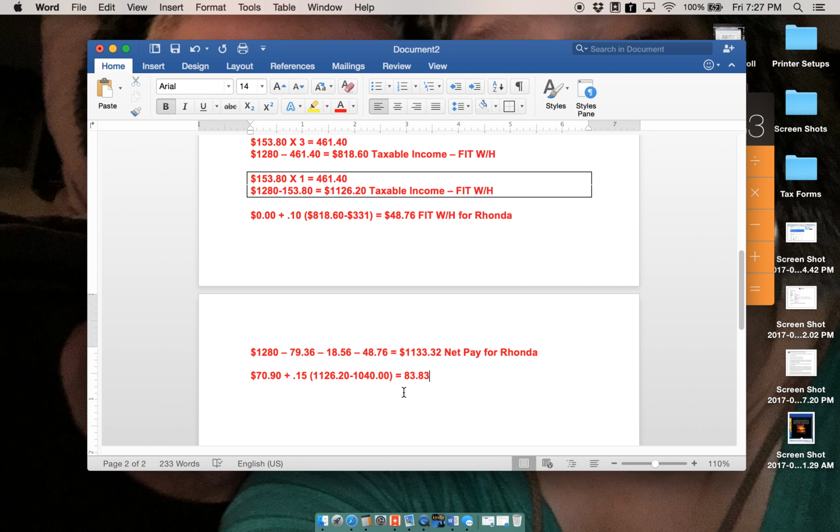So notice in this next example that we did, there was a higher amount being taken out of this person's paycheck as opposed to Rhonda. In Rhonda's situation, at a withholding of 3, they only took out $48.76 for federal income taxes being withheld, which means she had more left over after she was all done. The other person, and let's assume everything else is the same. Let's figure out the next situation's net pay.